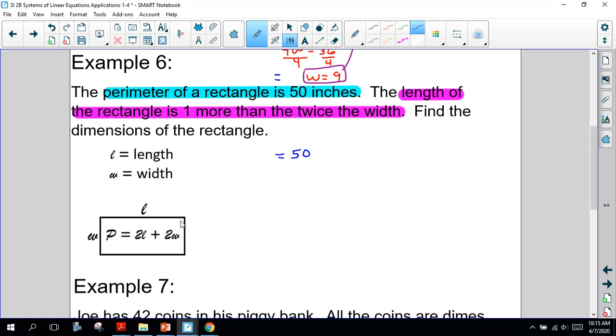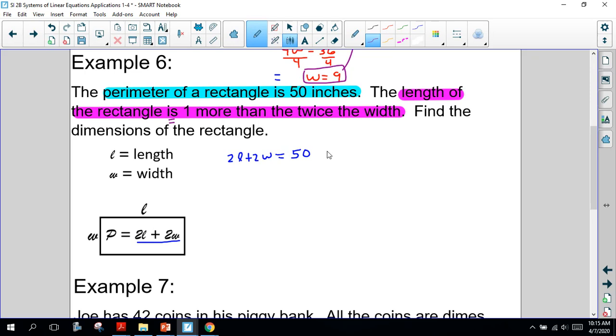And the perimeter of the rectangle, remember we said we could use P, but if we're using L's and W's, we're going to use this formula here that we have, which is 2L plus 2W. So when it says the perimeter of the rectangle, you're going to just write 2L plus 2W, and then it equals 50.